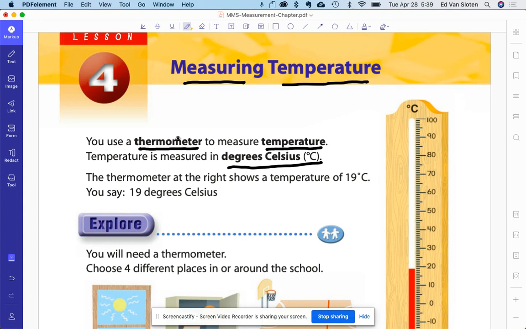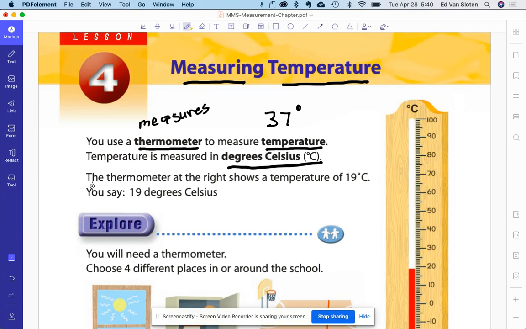The thermometer is what measures the temperature. My line is a bit too thick, so let's go to that. The thermometer measures the temperature, and the temperature is what's being measured. Your human body should be at 37 degrees Celsius. If it is at 38 or 39 degrees Celsius, that means your body, your immune system, is fighting something. So that just means you're not feeling well.